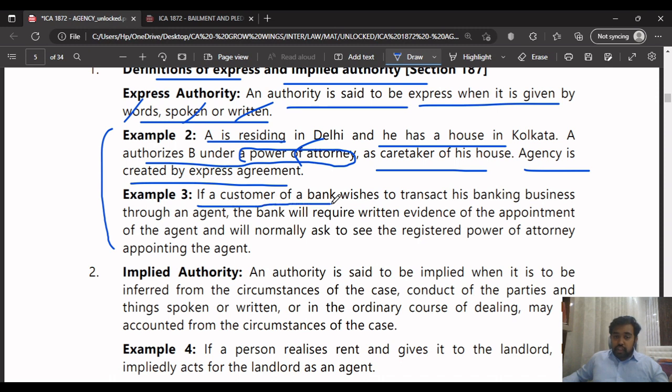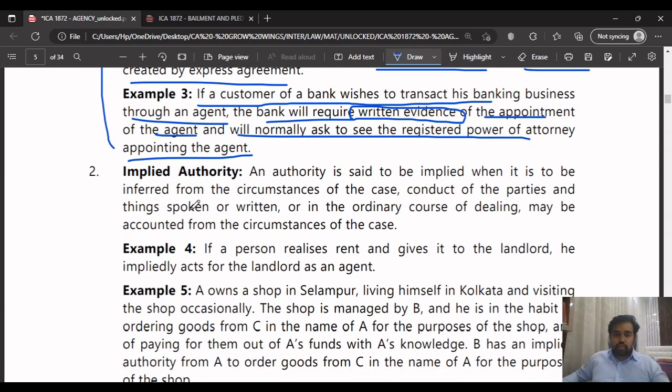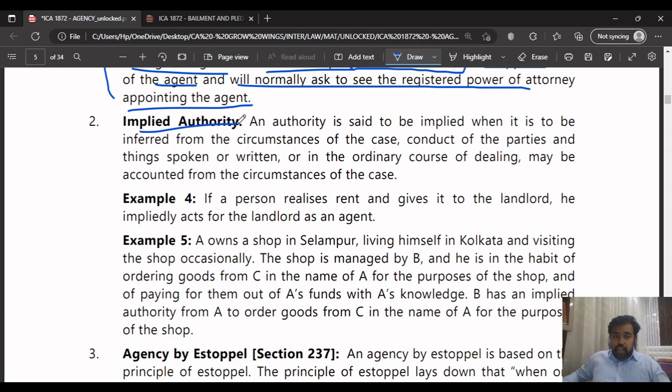Then example 3: if a customer of a bank wishes to transact his banking business through an agent, the bank requires written evidence for the appointment of the agent and will normally ask to see the registered power of attorney appointing the agent. Suppose the customer goes to the bank, at that time the bank will ask for written evidence that you are truly the person appointed by that principal for that purpose. So that's also easy. Next, coming to implied authority.